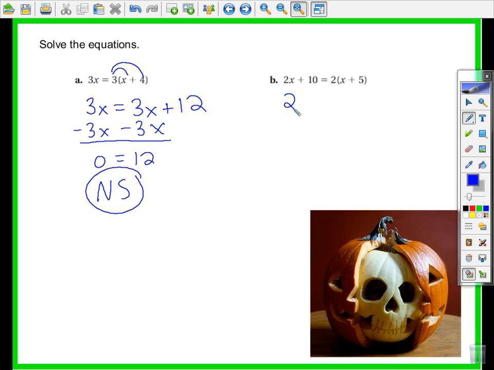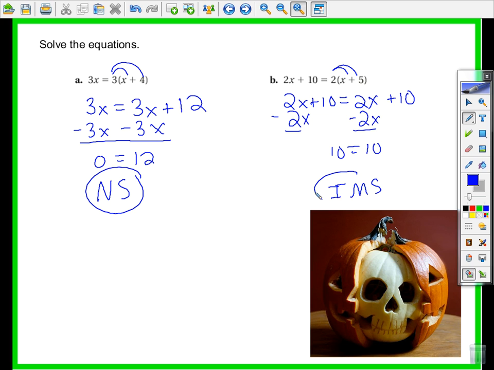Let's try letter B. 2x plus 10 stays, and on the right, I distribute. 2 times x is 2x. 2 times 5 is 10. When you start subtracting your 2x, you're left with 10 equals 10, which is a balanced scale, meaning infinitely many solutions could work here.